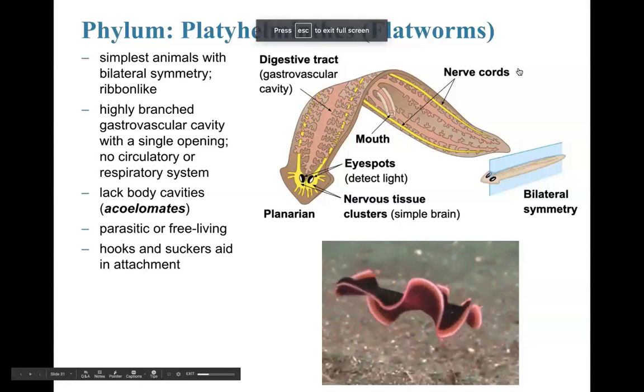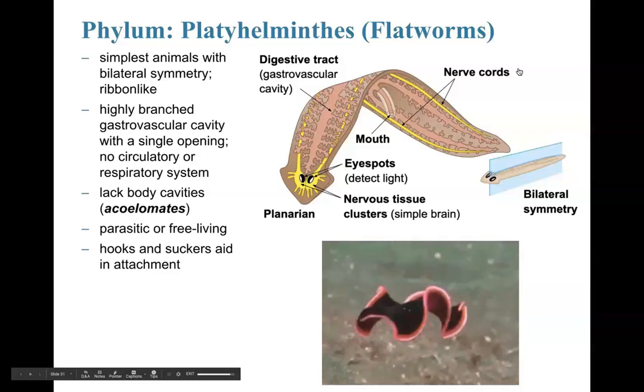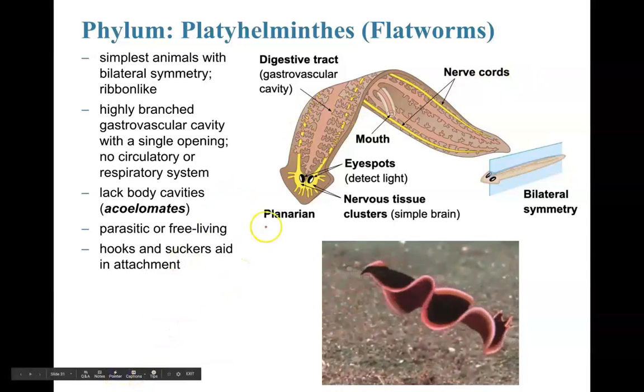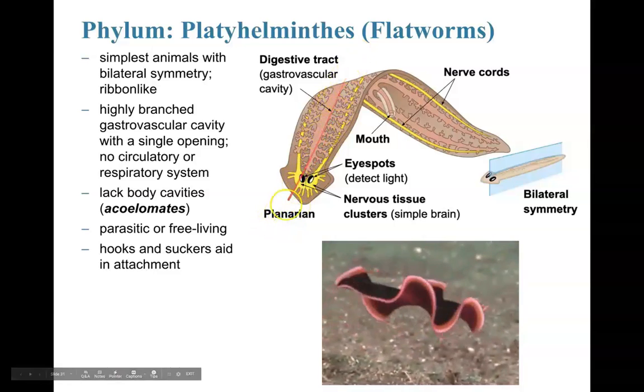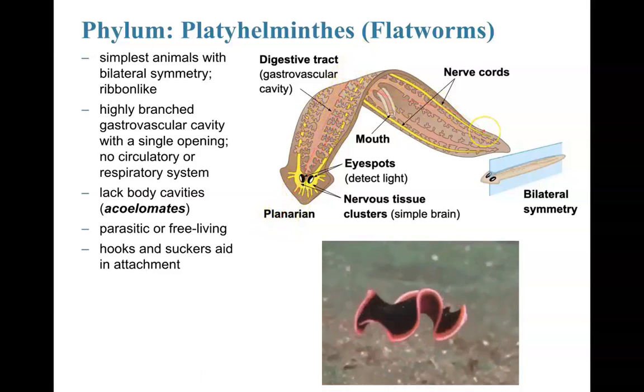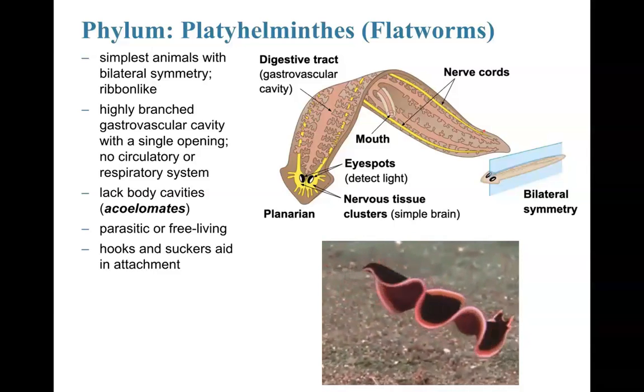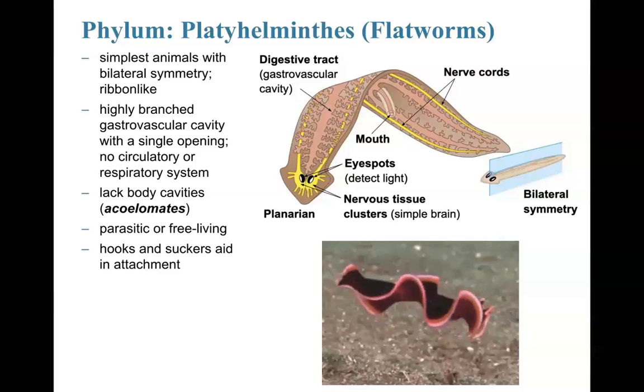So I actually want to cover something that students get confused with. I've seen it previously. And so remember bilateral symmetry: I can cut it and get a mirror-like image, left and right, mirror images of each other. They are the simplest animals with bilateral symmetry on the timeline.